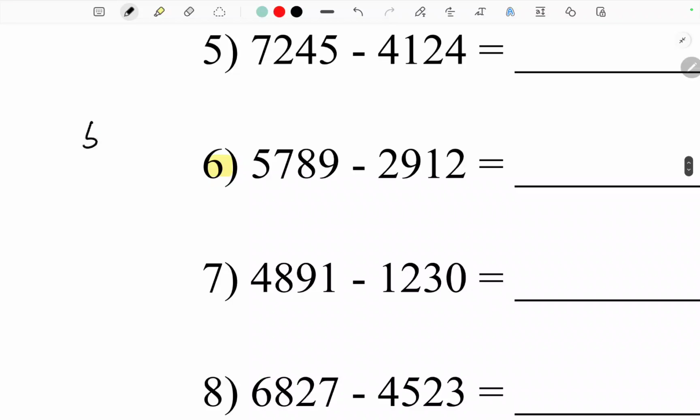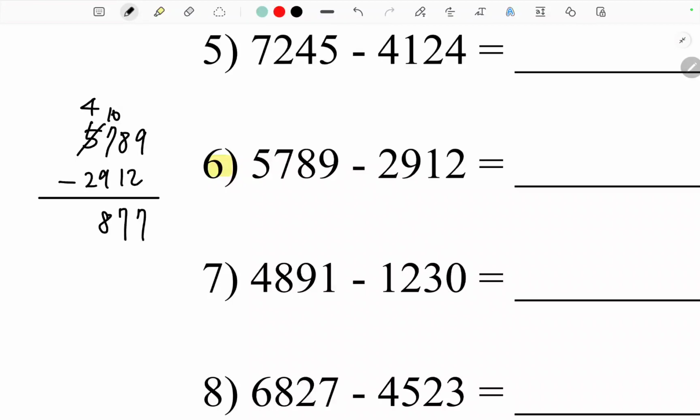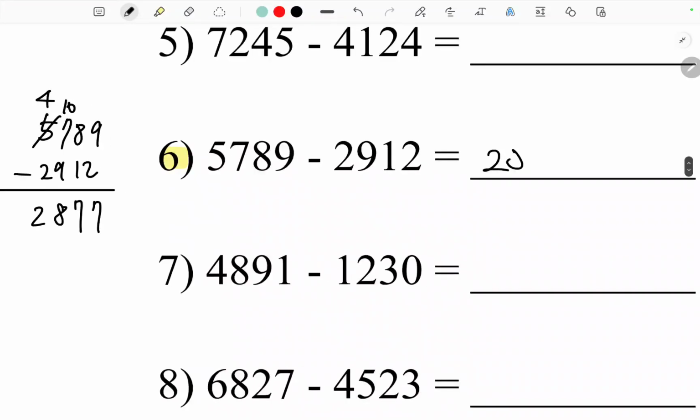Number 6. 5,789 minus 2,912. 9 minus 2 is 7. 8 minus 1 is 7. You can't subtract, so this becomes 17 minus 9 is equal to 8. And then 4 minus 2 is 2. So this becomes 2,877.